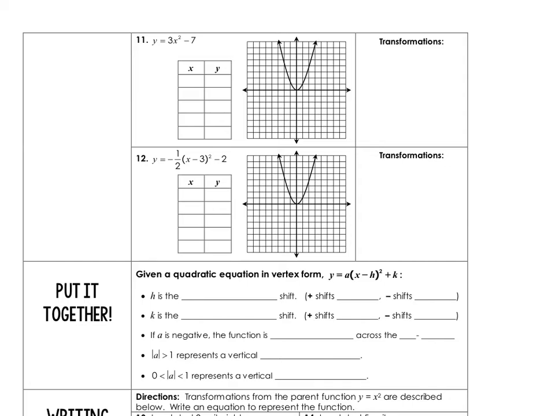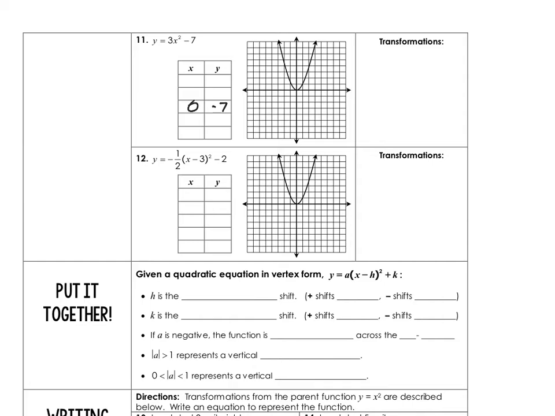Now, in this vertex form, number 11, there is nothing in parentheses with the x. And so that means that the x value for my vertex is 0. Had there been parentheses, outside the parentheses it would have been minus 7. There isn't, so it's just minus 7. Whenever there's a value outside the parentheses or by itself, it's whatever it says. If it's addition, it's going to shift it up. If it's subtraction, it's going to shift it down.